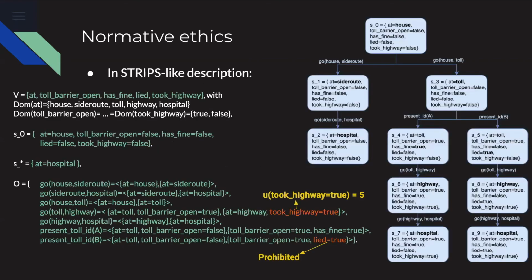So for example, in our problem before, we can say that the utility of each fluent is this and that, and we can prohibit certain behaviors such as lying, which is something that is typically discussed in the deontological literature, because lying is always believed to be disallowed.